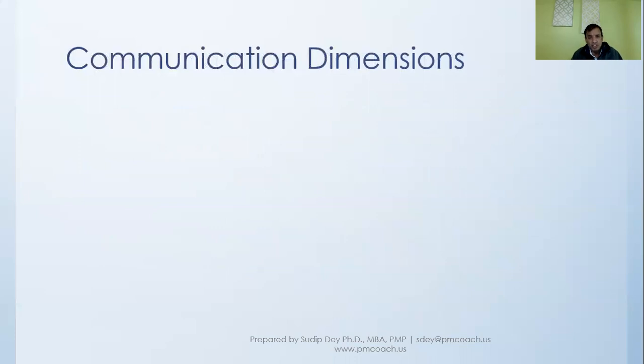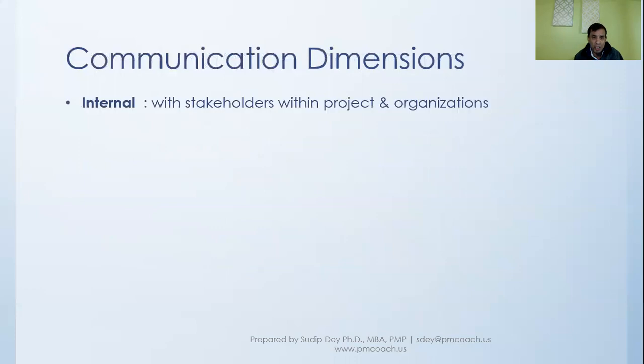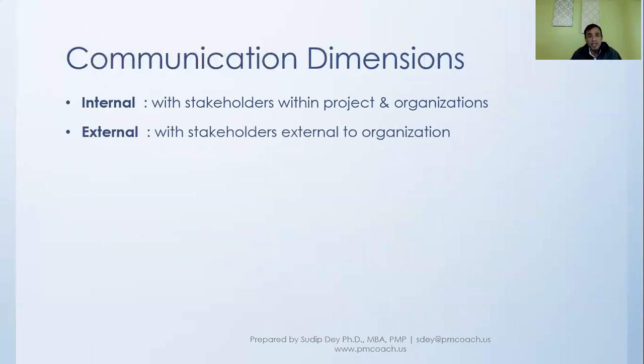Then communication dimensions. Now there are different dimensions of communication that we need to be aware of. One is, it can be internal or it can be external. Internal communications are communications with stakeholders within the project or within the organization. For example, our project team, or my sponsor, or maybe another department within the organization. And external are external stakeholders. They are external to the organization, maybe the vendor, maybe the government agencies. So these are external communication.